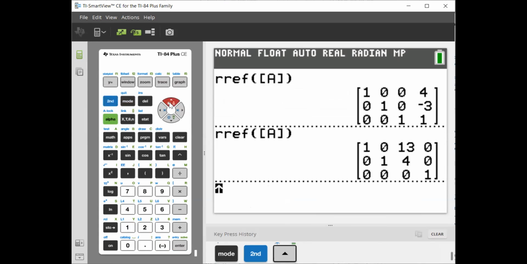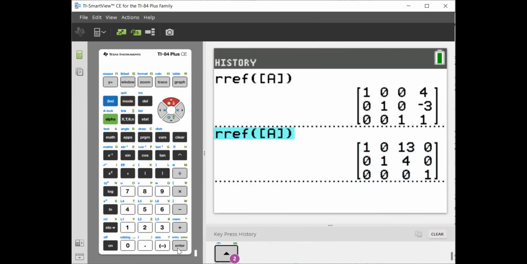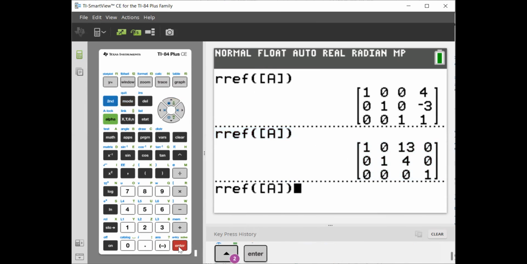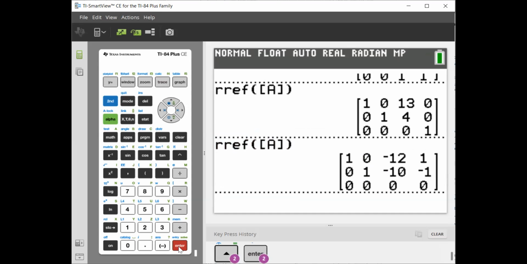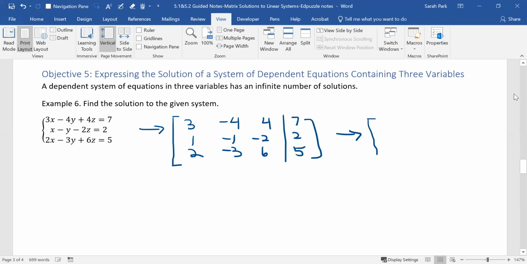And actually, I'm just going to go up and then copy reduced row echelon of matrix A, and we get this matrix. So let's go back and copy this onto our paper. So we get 1, 0, -12, 1, and then 0, 1, -10, -1, and 0, 0, 0, 0.